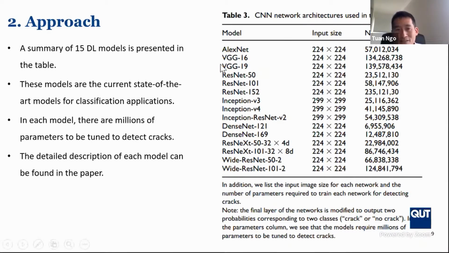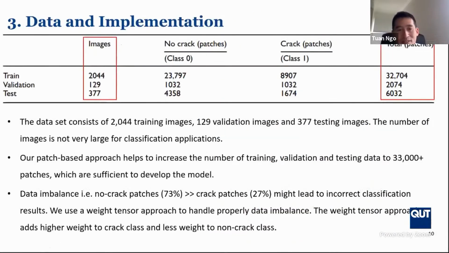And other methods, for example, the VGG, the Visual Geometry Group, 16 or 19, contain more than 130 million parameters. Each model, of course, has different advantages and disadvantages, and we have summarized that in our paper. So let's look at the data, because as you know, in deep learning algorithms the data is very important. The quality and the amount of data are really important for the accuracy of the method.